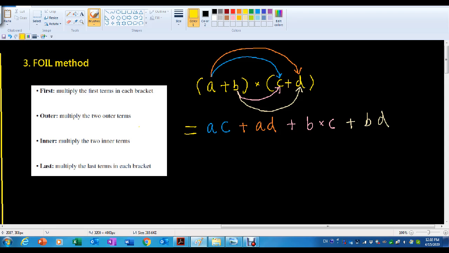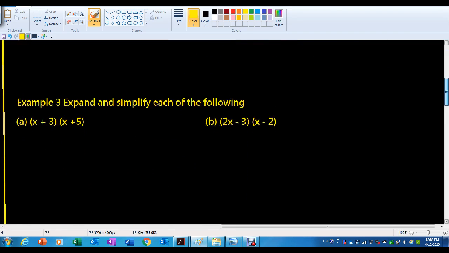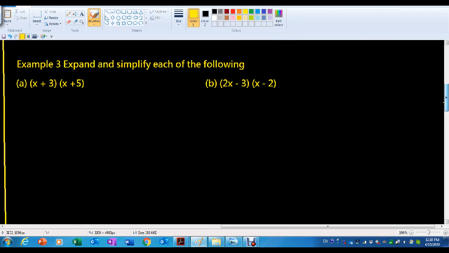Possibly you need to take some time to remember the way we multiply them. If you need to, please pause the video and take a minute or so to familiarize yourself with the idea. Okay, if you are ready, let's proceed with some examples. There are two examples here.